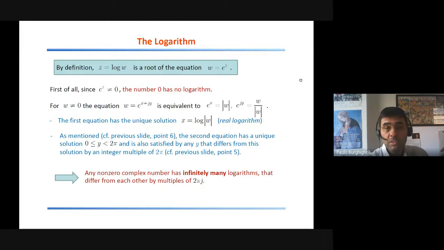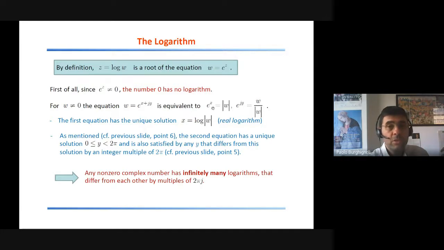And first of all, since, as we say, the exponential function is never equal to 0, then the number 0 has no logarithm. For any number different from 0, if you set the equation w is equal to the exponential of x plus jy, and you split the exponential into the product of two exponentials, the first factor is the exponential of x, and that's equal to the absolute value of w, whereas the second factor is an exponential with a purely imaginary exponent, e to jy, that's equal to the ratio between w and its absolute value.